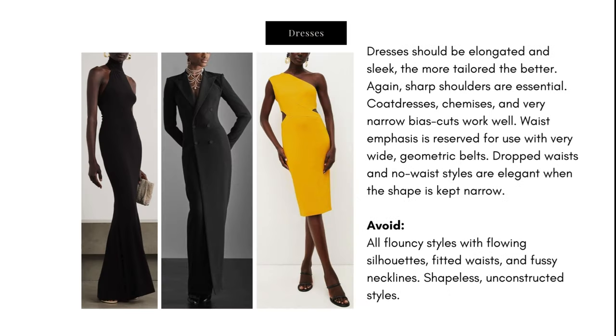Dresses. Dresses should be elongated and sleek, and the more tailored, the better. Again, sharp shoulders are essential should the dress be having shoulders. Anything that is very narrow and with a narrow silhouette is amazing for this body type. Waist emphasis is reserved for use with very wide geometric belts. Dropped waist and no waist styles are elegant when the shape is kept narrow. Avoid all flouncy styles with flowing silhouettes, fitted waists, and fussy necklines. Avoid shapeless and unconstructed styles.